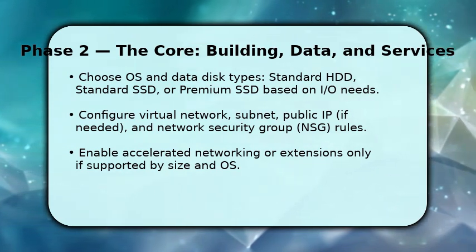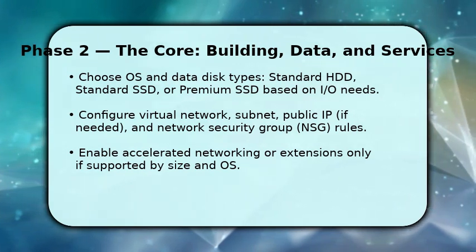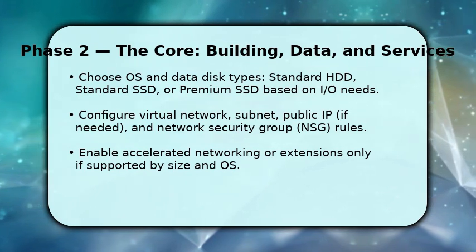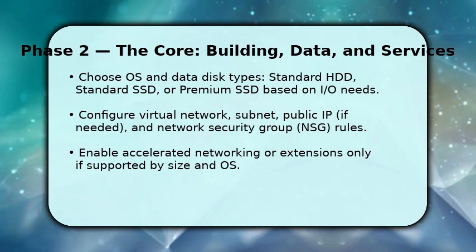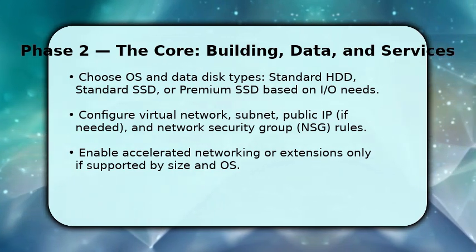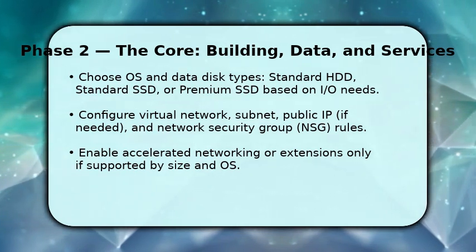Assign a public IP only when remote access is needed. Configure NSG inbound rules to open SSH, port 22, or RDP, port 3389. If you want high throughput, enable accelerated networking and add extensions such as monitoring agents.